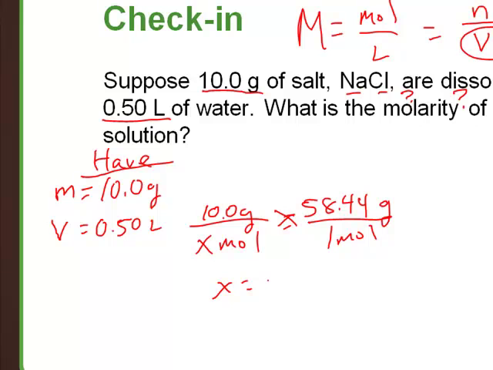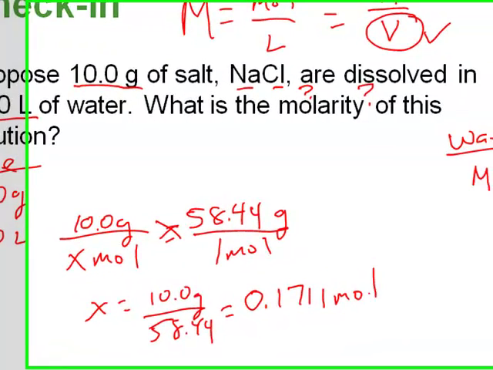X equals 10 grams divided by the 58.44. And this equals what value? Point what? 1711. Very good. And that's the amount of moles.